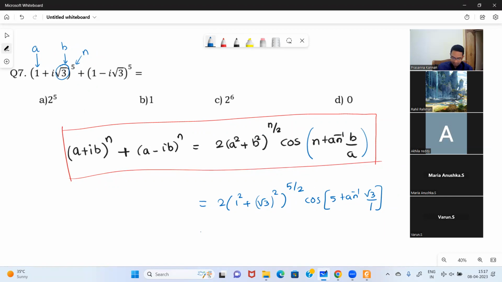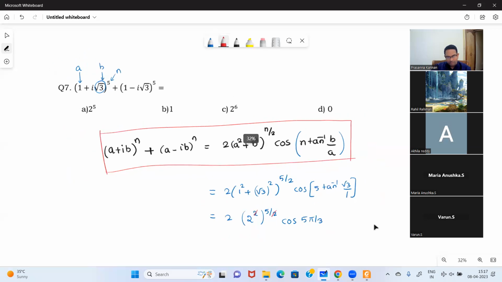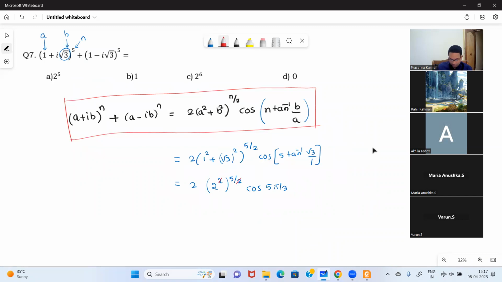So now 2 into (1 plus 3), 4. 4 power 5 by 2. How can I write 4? Can I write 4 as 2 square? Yes. So 2 power 5 by 2 into cos of 5 into tan inverse root 3. Is not tan 60 root 3? Tan pi by 3, right? So tan inverse root 3 will be pi by 3. So this will get cancelled. So 2 into 2 power 5, that will be nothing but 2 power 6. And cos 5 pi by 3, can I write it as cos of 2 pi minus pi by 3?